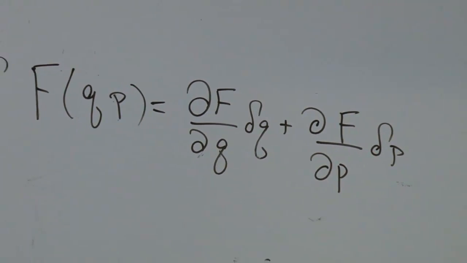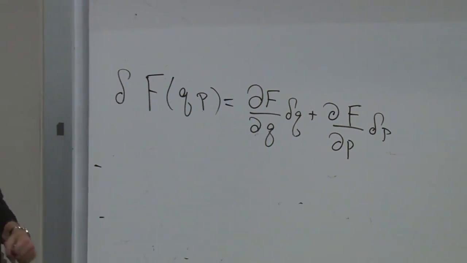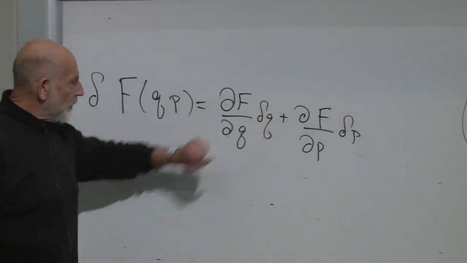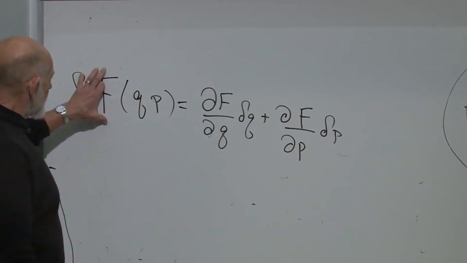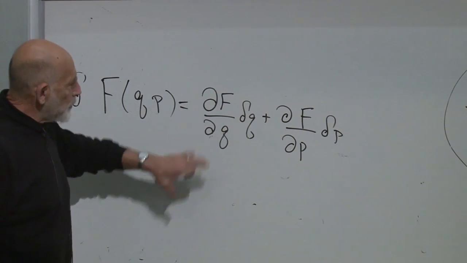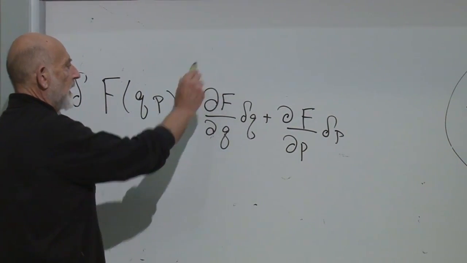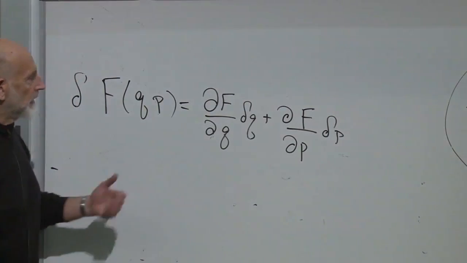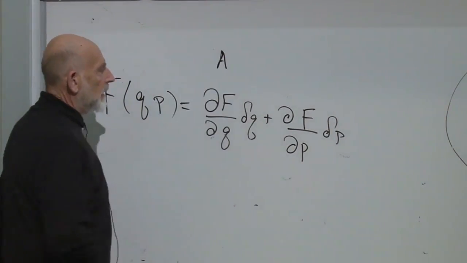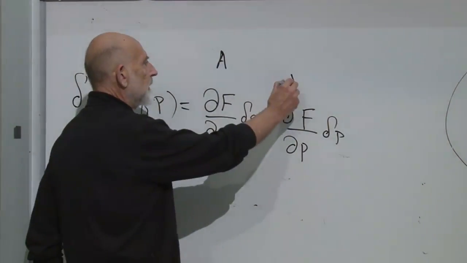Okay, that's standard. You can read it the other way. You can say if somebody gave you that the change in f was proportional to something, let's just call it the thing over here, let's not call it df by dq, let's call it a. And let's call this one over here b.